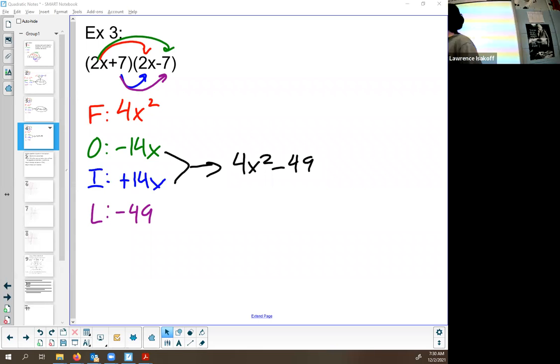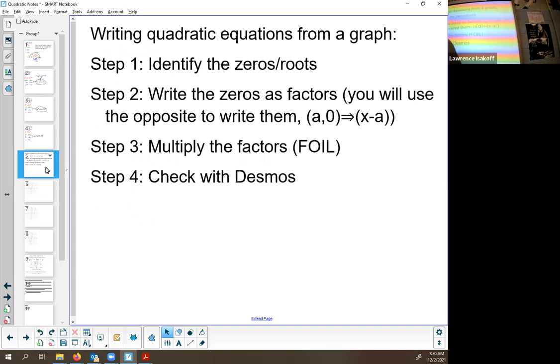So let's get into today's work. We learned about FOIL yesterday. Here's what we're going to do today. We are going to work on writing a quadratic equation from a graph. So we're just going to look at the graph and go, okay, here's the information I know. Turn it into some expressions, multiply them out, and we'll get the equation of the graph.